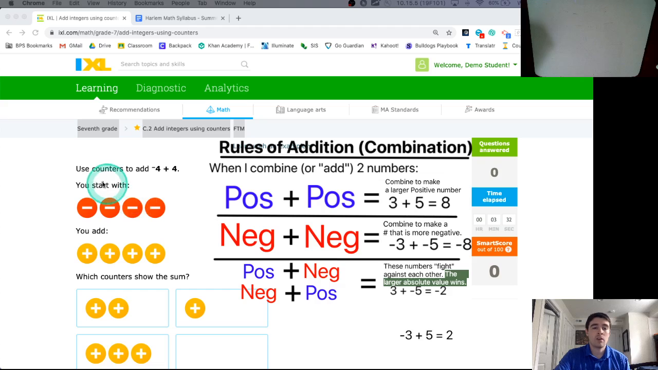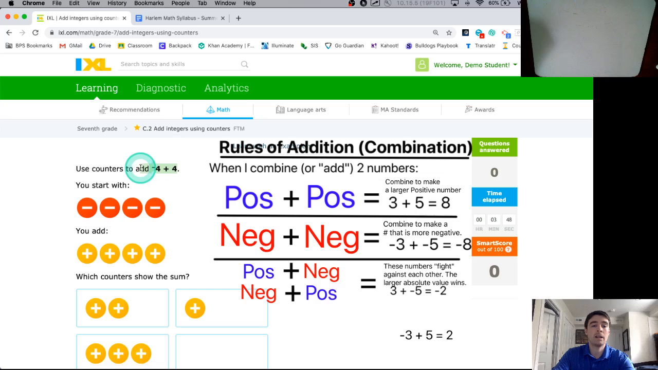For our first example, throughout this assignment, they're going to use counters, these units that represent the negatives or positives, to help us figure out how to add these values. For the very first example, they want us to use counters to add -4 with +4. They show us 4 negative counters in red and 4 positive counters in gold or yellow, and each one is going to cancel each other out.